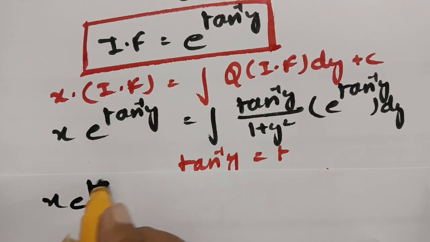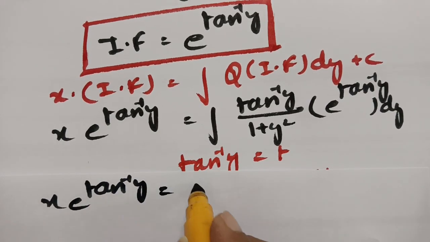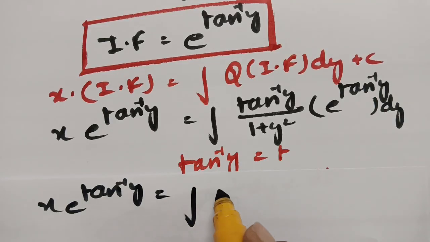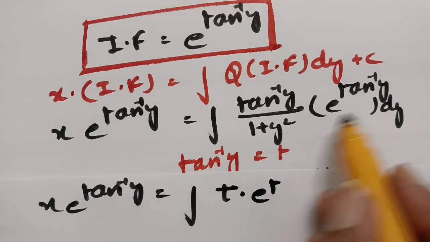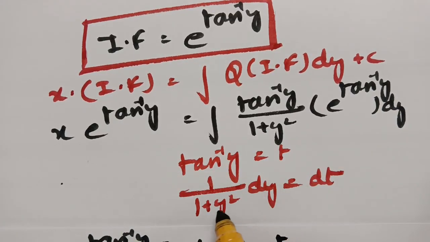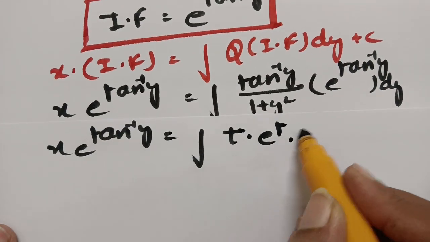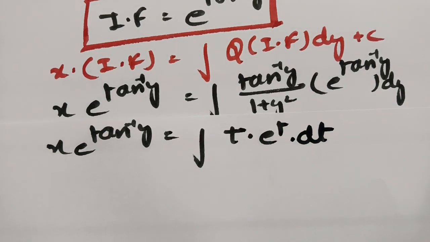x into e power tan inverse of y value becomes, what is tan inverse of y? This value is t. dy by 1 plus y square value will be dt. So this value is going to become dt.